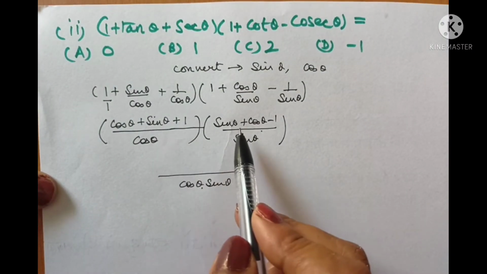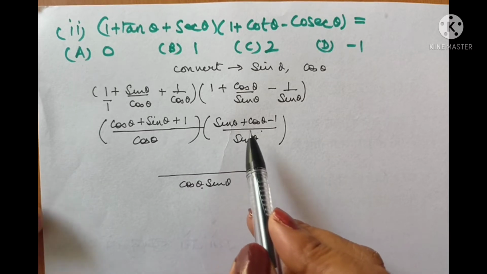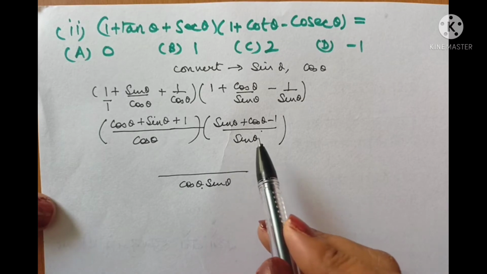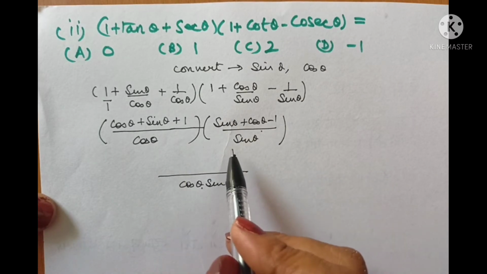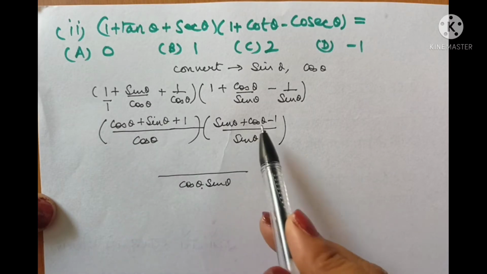Now, this multiplication has nothing to do with trigonometry. This multiplication is simple algebra, the way you multiply numbers or the way you multiply algebraic expressions. There are two methods to this multiplication. I will tell you both. The first method: I multiply cos theta with all three terms.